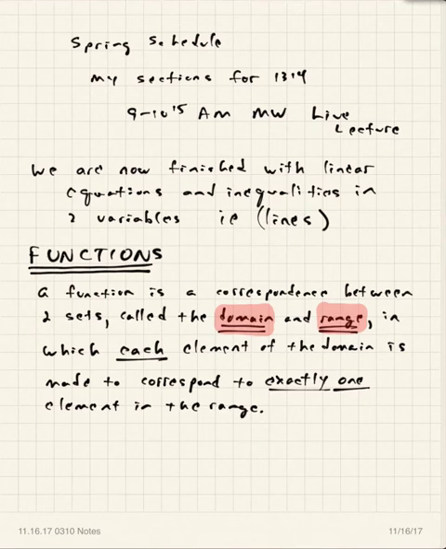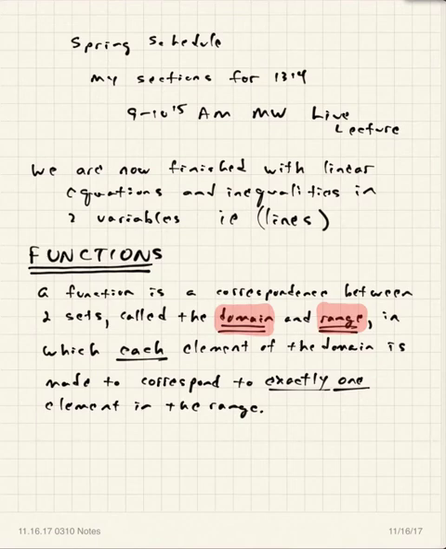Each element of the domain has to be assigned to something, so you can't have a domain element that doesn't get assigned to something by the rule you've got. And every domain element can only be assigned to one range element. It cannot be assigned to more than one. So that's when I use the words exactly one.